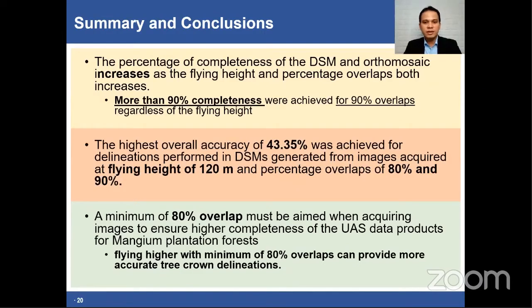The results reveal that better accuracy can be obtained from DSMs that have higher percentage of completeness, specifically those that were generated using images acquired at 120 meters with minimum percentage overlaps of 80%.